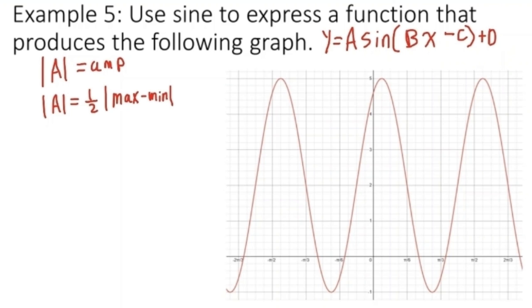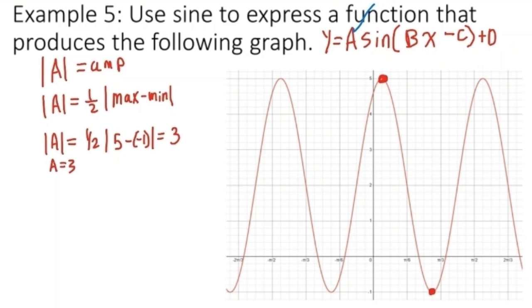If we look at our graph very carefully, we can see that our maximum value is 5, our minimum value is -1, which means our absolute value of a equals 1/2 the absolute value of 5 minus -1, which equals 3. A could be positive or negative, but to make writing our equation easier, we are going to assume that a is positive. So we're going to make a equal positive 3. And now we have our first variable. But now how can we figure out b, c, or d?